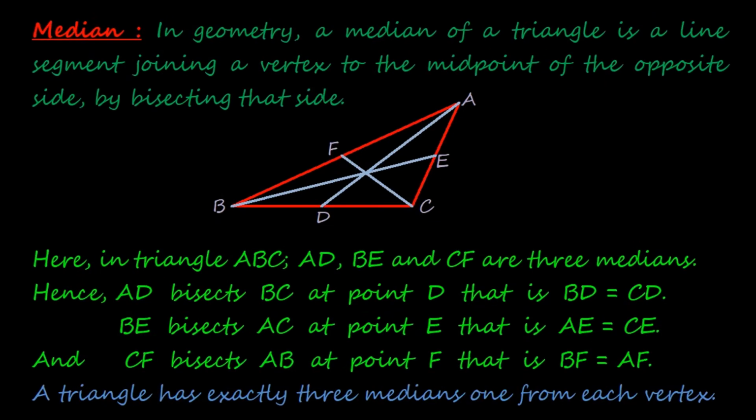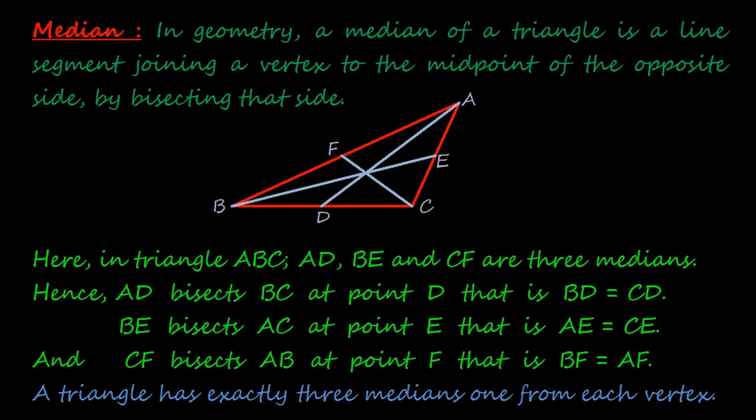A very crucial part of any triangle is the median. In geometry, a median of a triangle is a line segment joining a vertex to the midpoint of the opposite side by bisecting that side. Here we have a triangle ABC. Here we can see three medians, AD, BE, and CF.